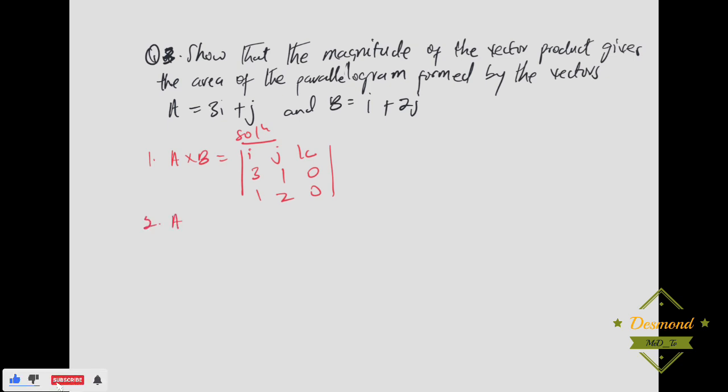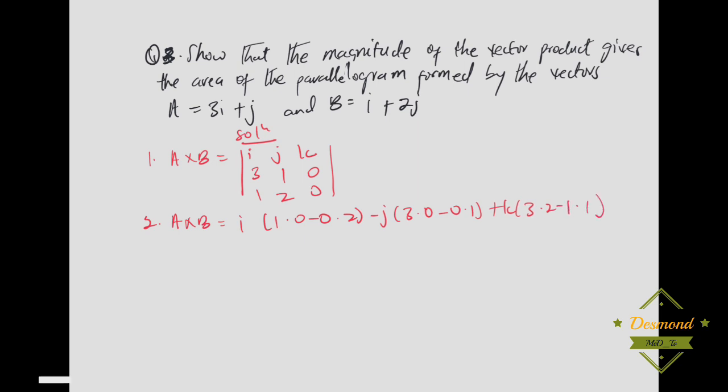So with our determinant, we have A times B equal to I multiplying 1 times 0 minus 0 multiplying 2, minus J 3 times 0 minus 0 times 1, plus K multiplying 3 times 2 minus 1 times 1. And if you simplify, you should get I multiplying 0 minus J multiplying 0 plus K multiplying 6 minus 1. And your final answer should give you 5K. That is A times B, which is our determinant.